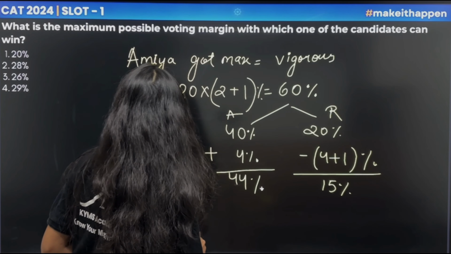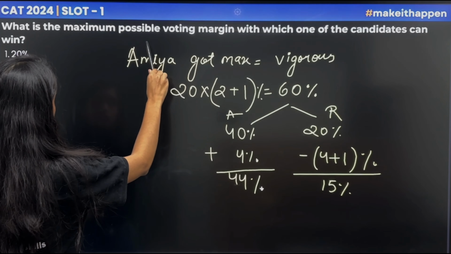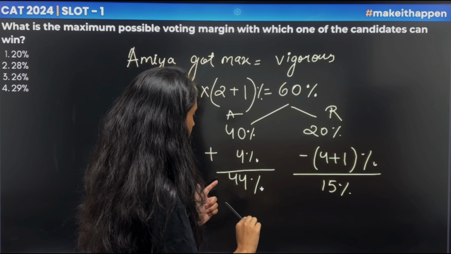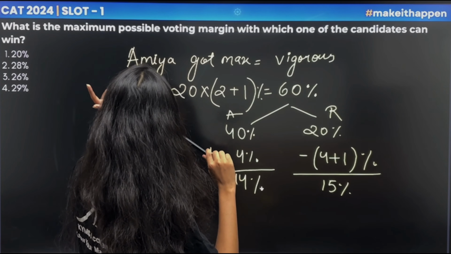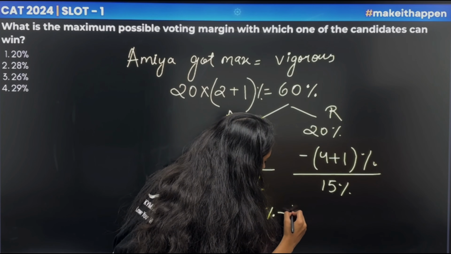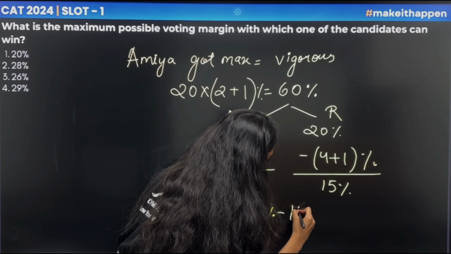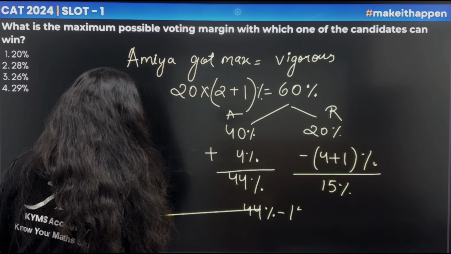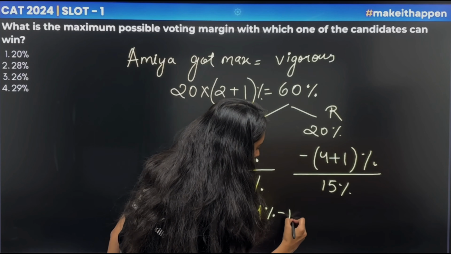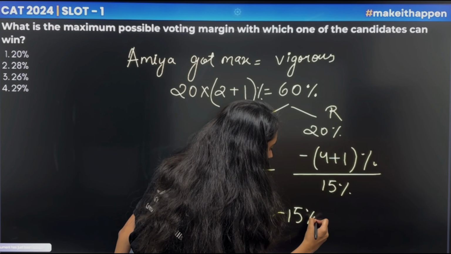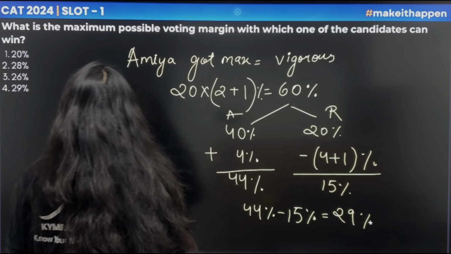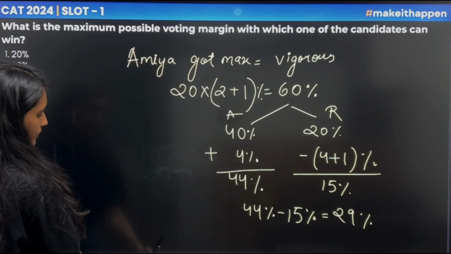Now we are asked what is the maximum possible voting margin with which one of the candidates can win. So it would be 44% minus 15%. That would be 29%. So option 4 is the answer.